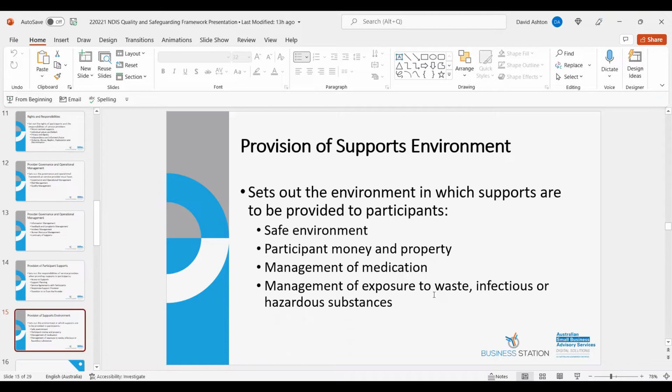And where work is undertaken with other providers and services to identify, treat risks, ensure safe environments, and prevent and manage injuries.